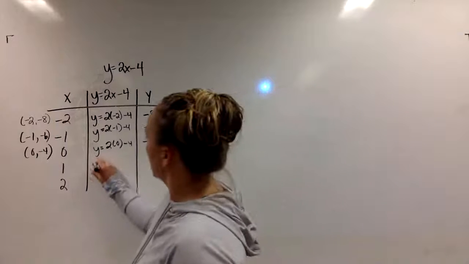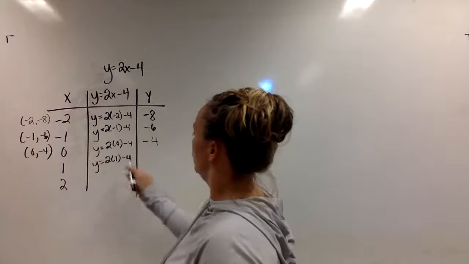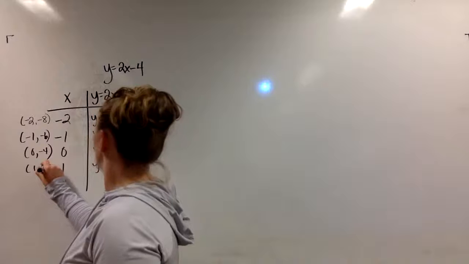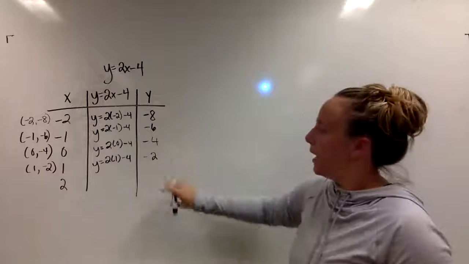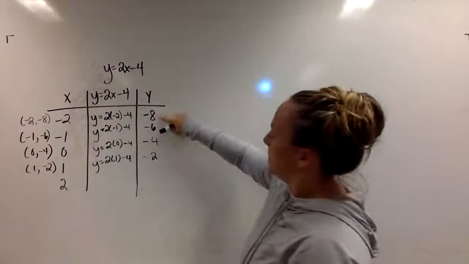I'm going to do the same thing. Y is equal to 2 times 1 minus 4. 2 times 1 is 2. Minus 4 is -2. And hopefully you are starting to see a pattern with these outputs. Every single value that I put in here ends up being a nice pattern.